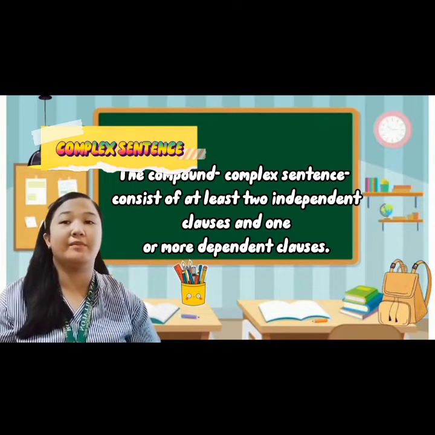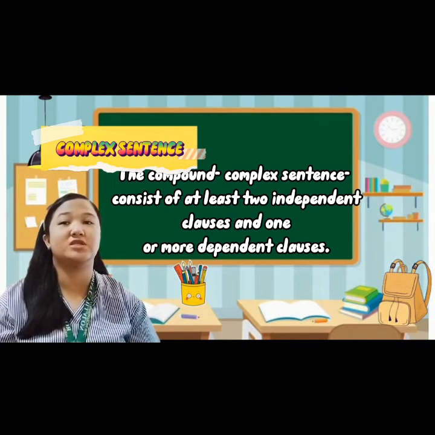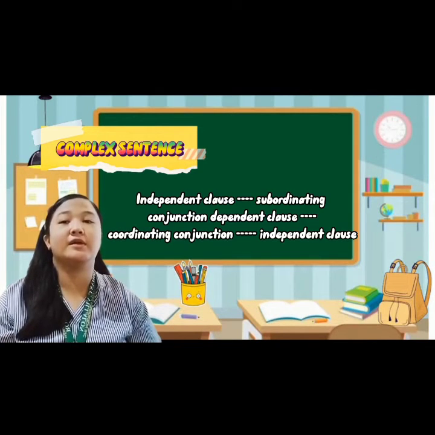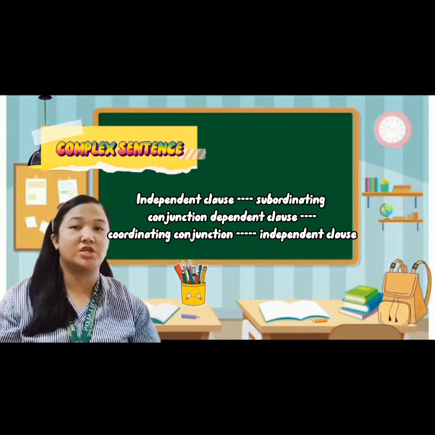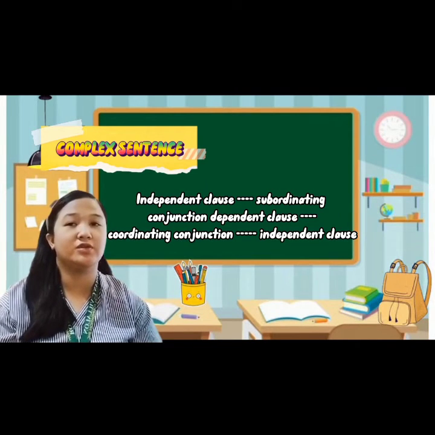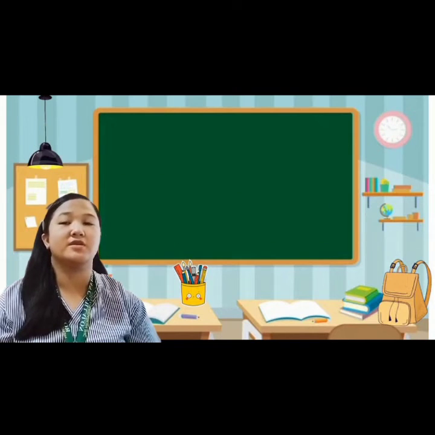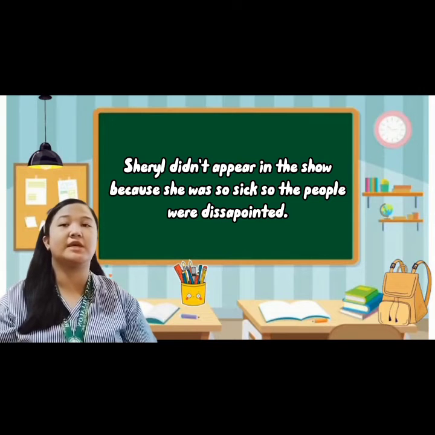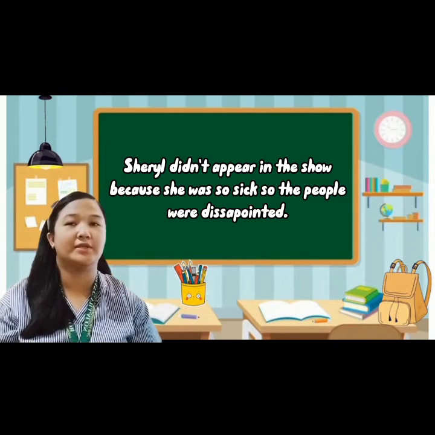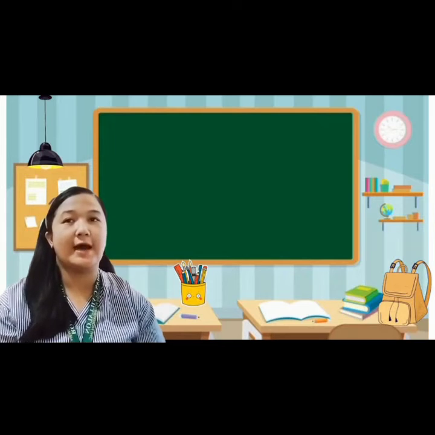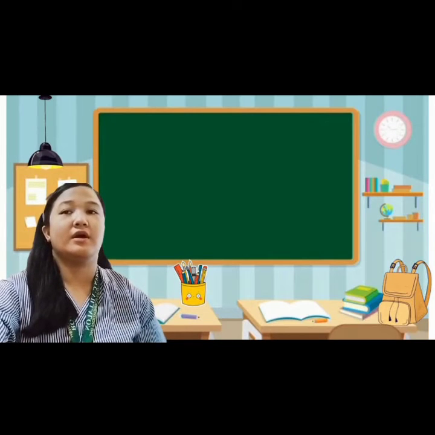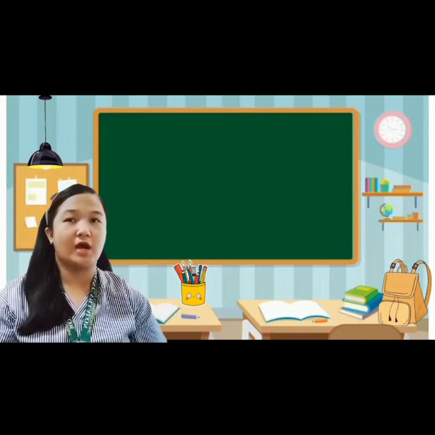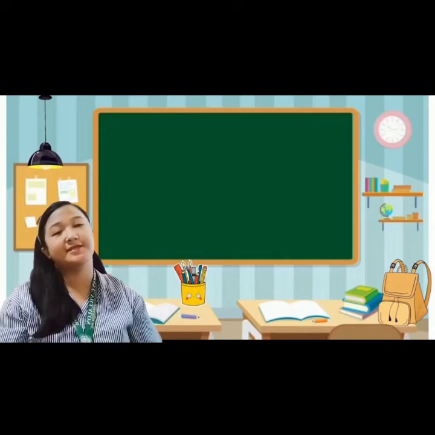The compound complex sentence consists of at least 2 independent clauses and 1 or more dependent clauses. Independent clause, subordinating conjunction, dependent clause, coordinating conjunction, and independent clause. Cheryl didn't appear in the show because she was so sick, so the people were disappointed. So that are the kinds of sentences according to structure. And that's all. Thank you.